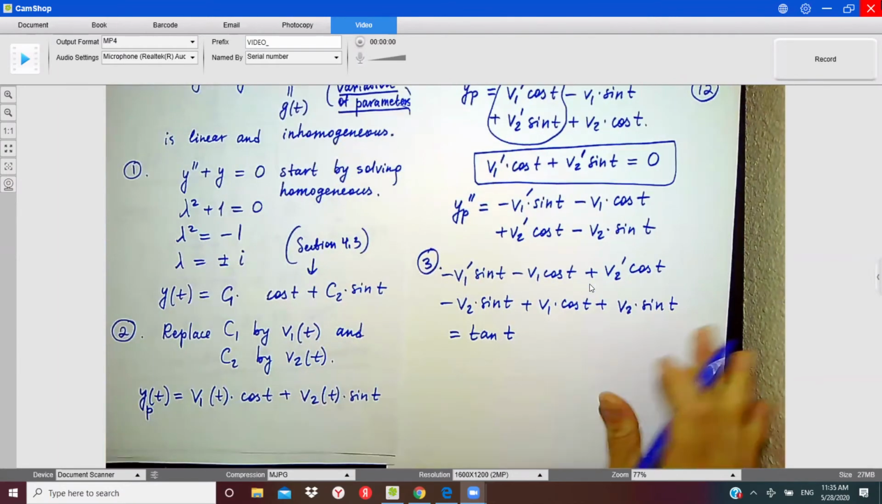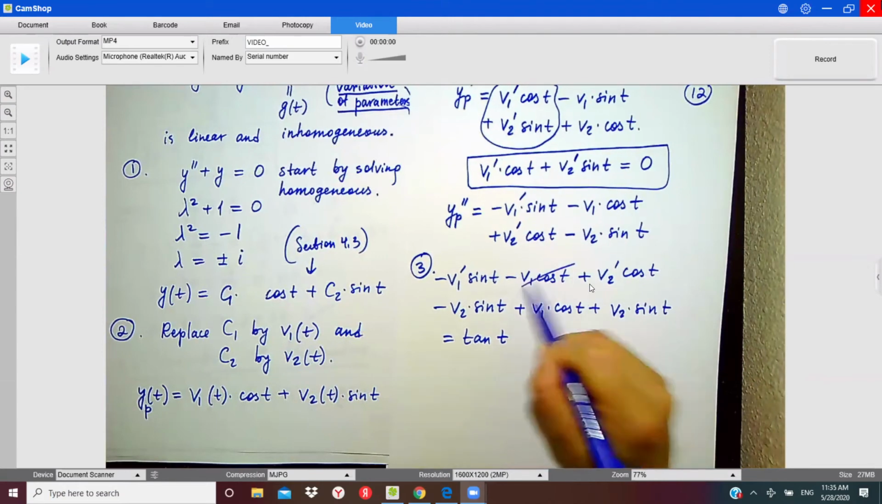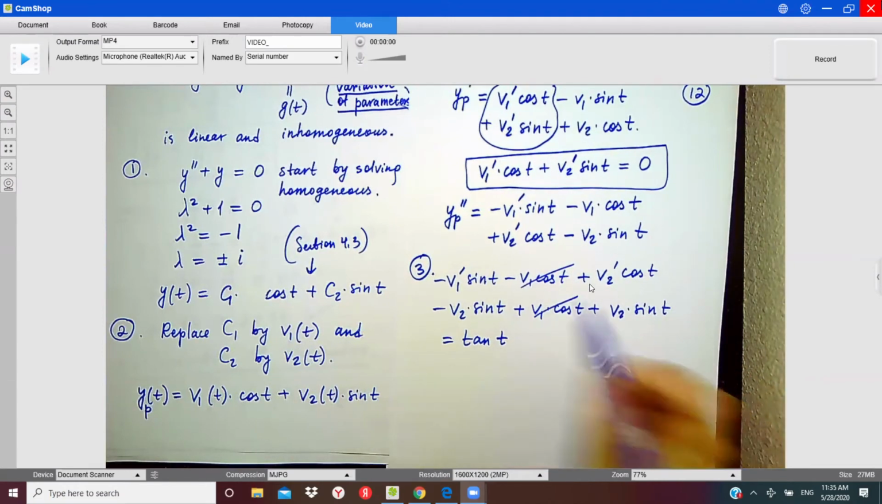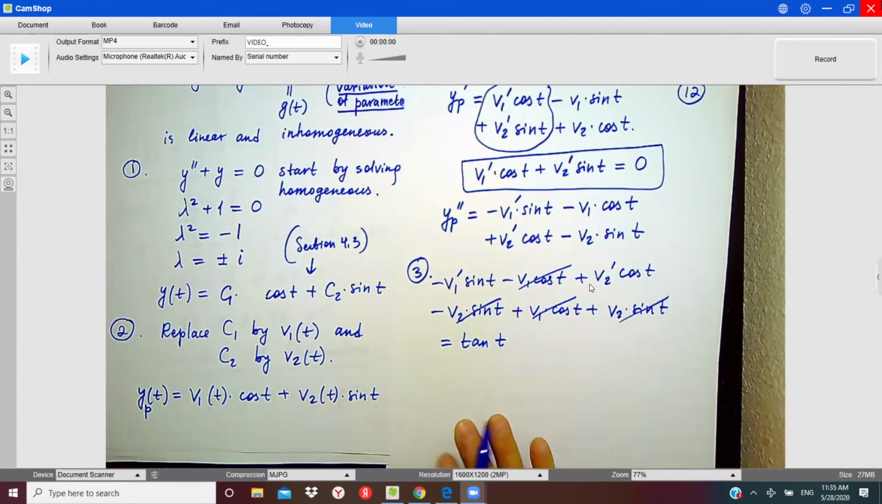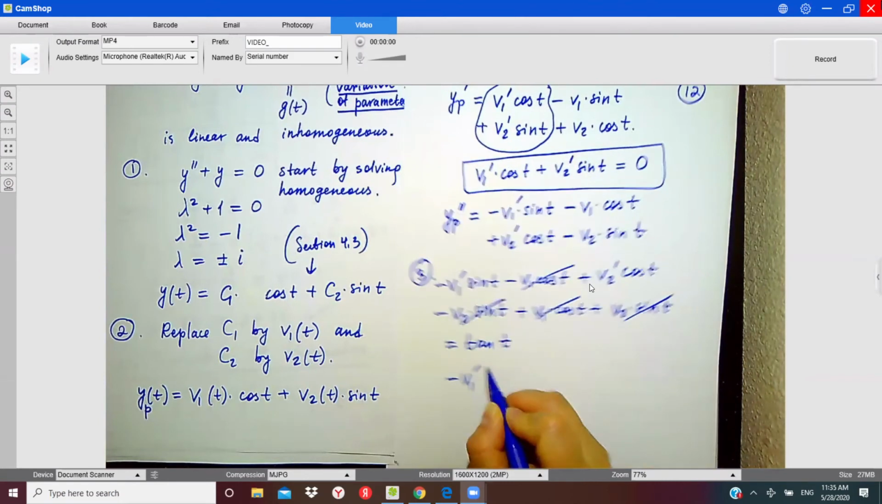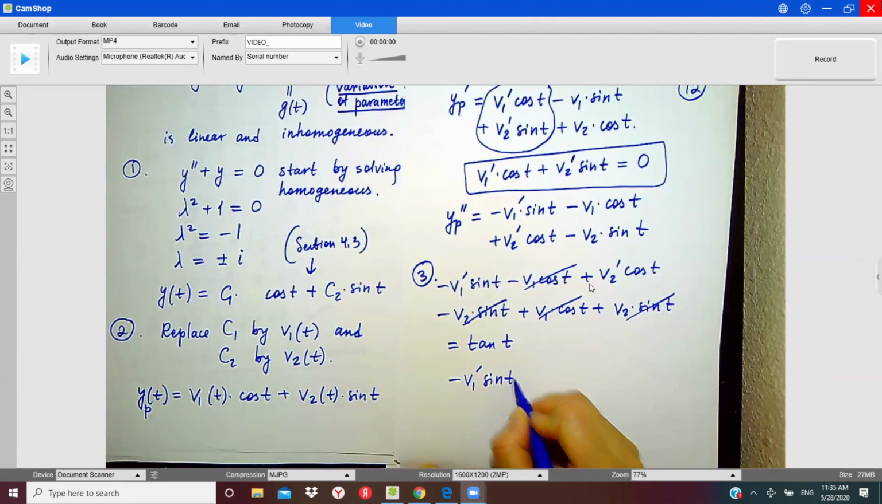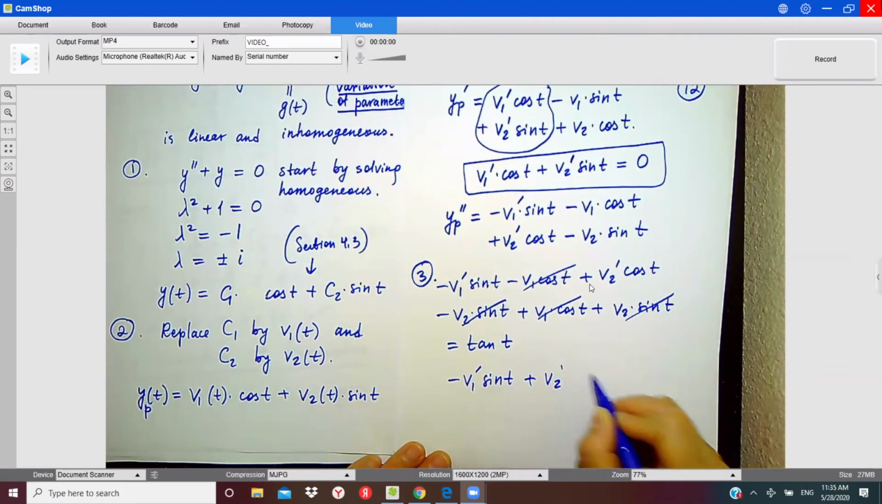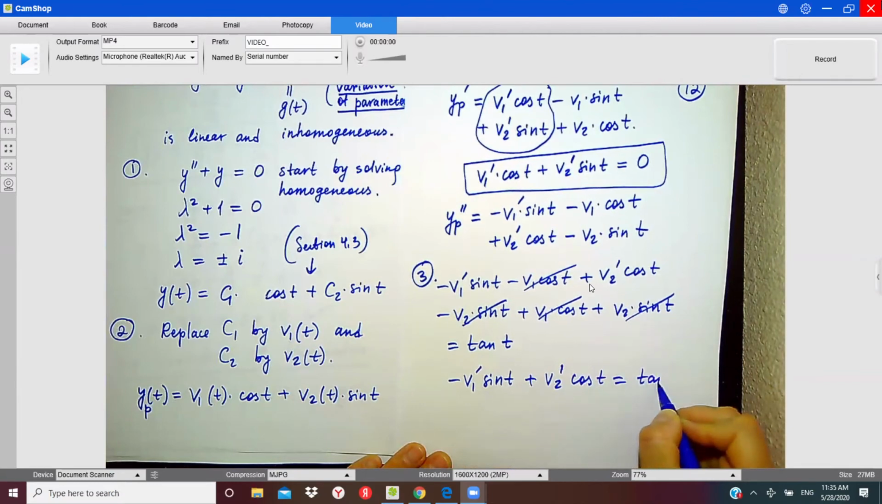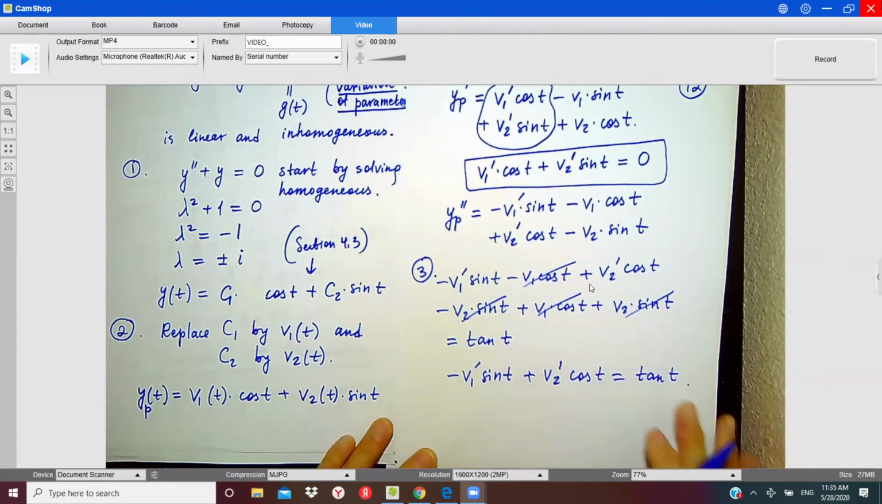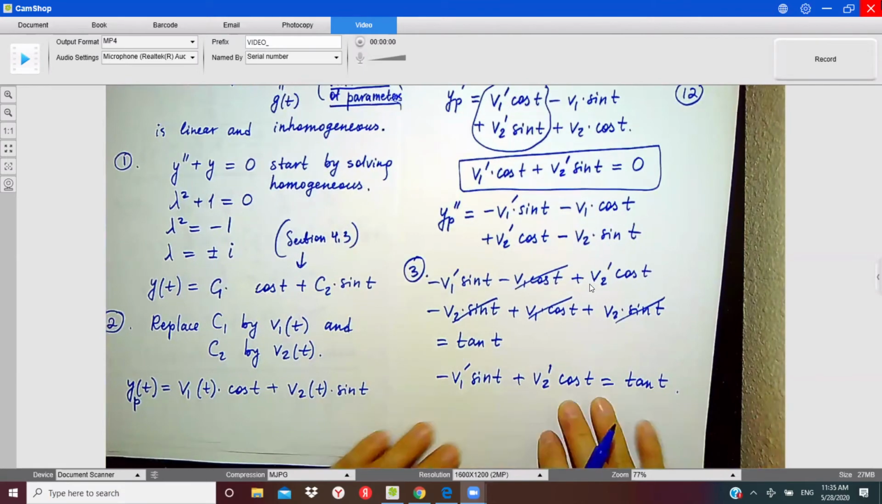All right, so this cancels out, right? And this. So we have a couple of cancellations here as expected. So we get minus v sub 1 prime sine t plus v sub 2 prime cosine t equals tangent t. All right, finally, life is so much easier this way.